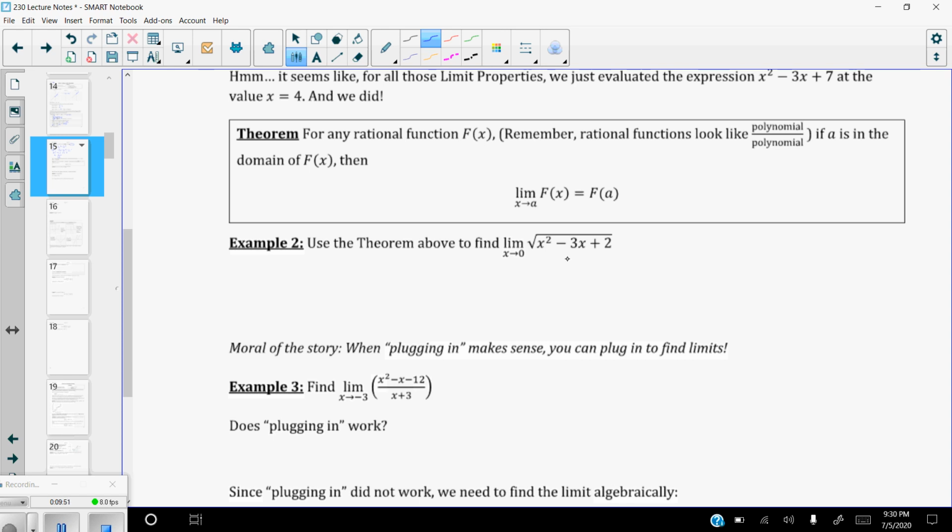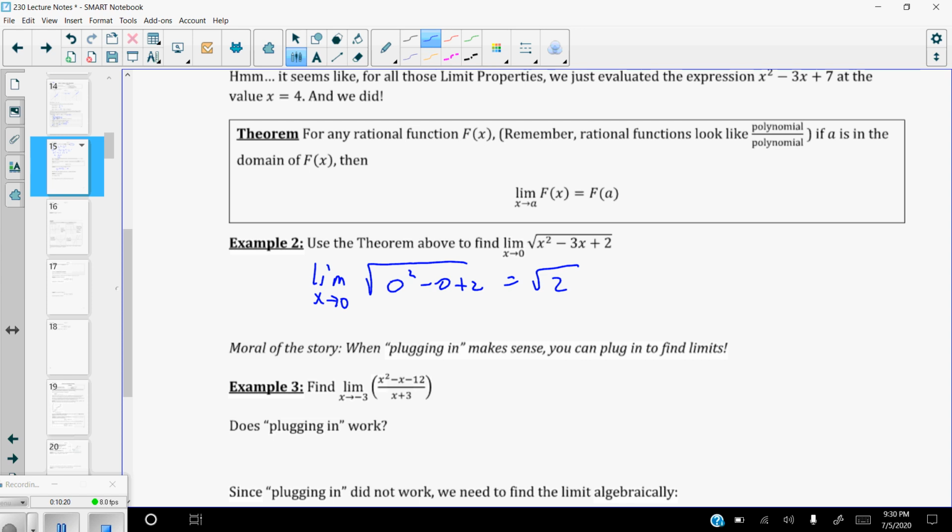For example, use the theorem above to do this limit. Example number 2. Well, can I plug 0 in for x and get a real number? Let's find out. If we take the limit as x approaches 0 and plug 0 in here, we get 0 squared minus 3 times 0, plus 2. 0 squared is 0, minus 0 is 0, plus 2 is 2. So ultimately what we get here is the square root of 2.